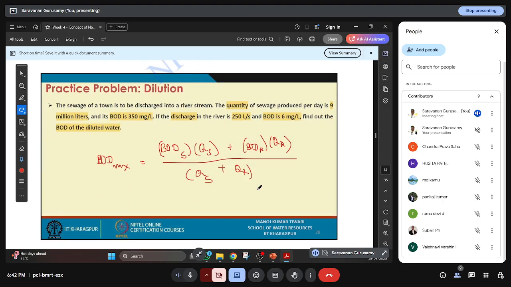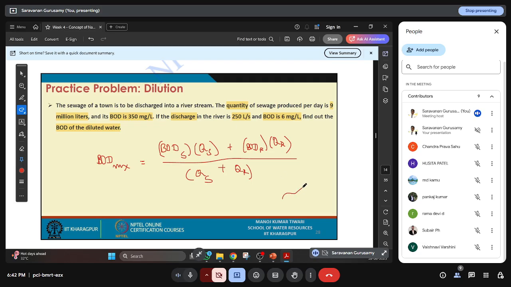If you think about some small problems, please understand this problem. It will be very easy. Read the question, understand the question first, and then we will think of what formula to be used. The question is, the sewage of a town is to be discharged in the river stream. So after treatment or before treatment, they are discharging the sewage in the river.